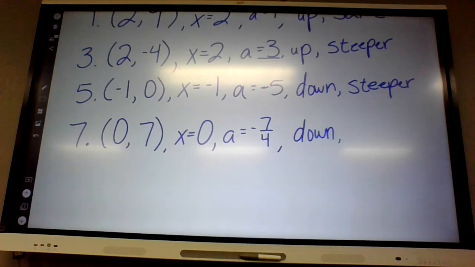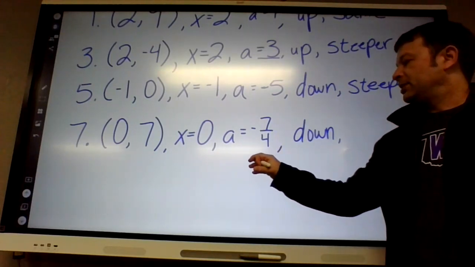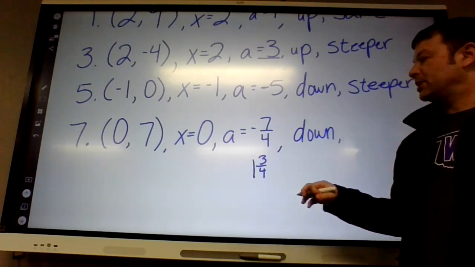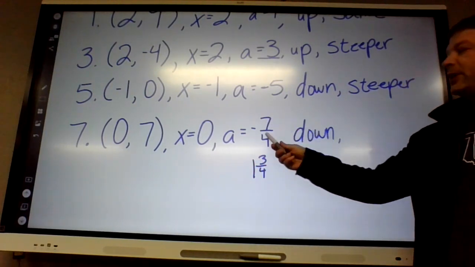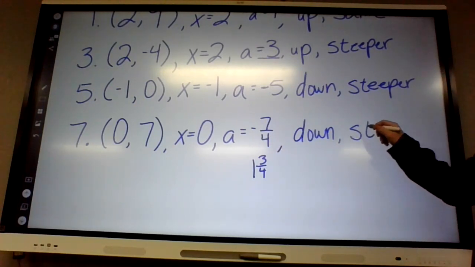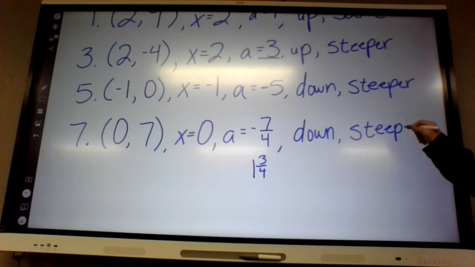Okay, what's 7/4 as a mixed number? Oh, steeper. It's gonna be steeper because it's bigger. It's 1 3/4, which is bigger than 1. So if it's an improper fraction, that's still bigger than 1. So it is going to be steeper. Not a lot steeper, but a little bit steeper than normal.